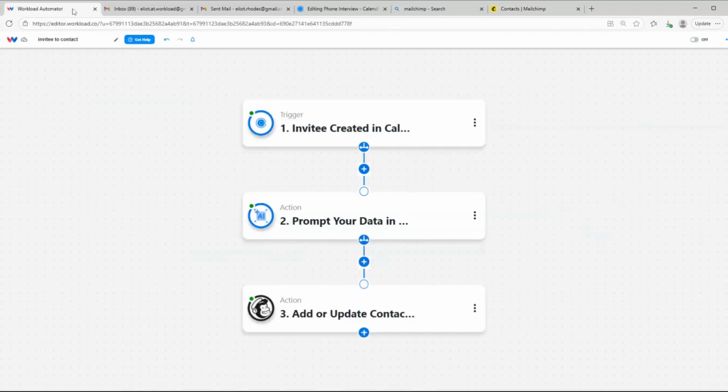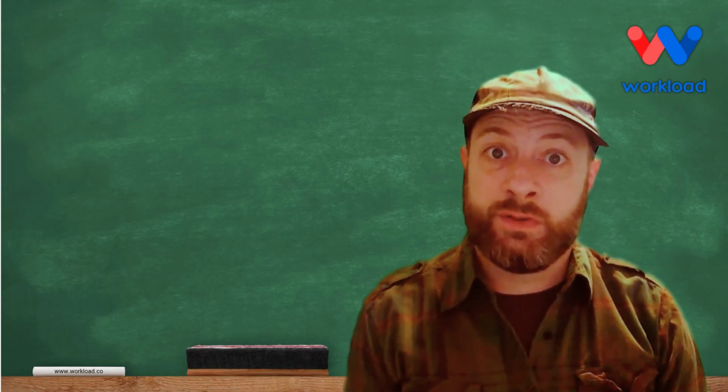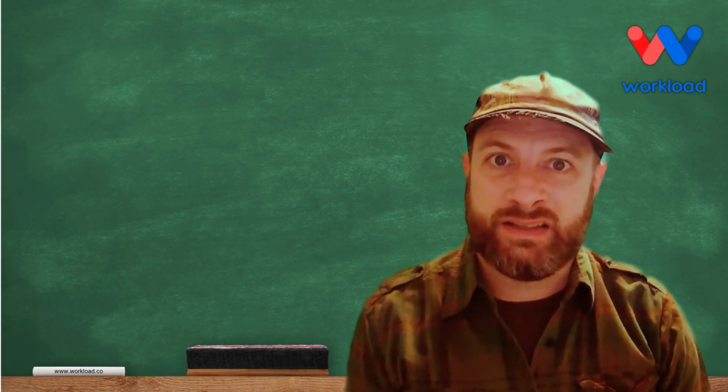So I can come back over to the workload editor, check and make sure there's a green dot in each of my nodes, and then I can activate my workflow. And now whenever there's a new invitee created in Calendly, the data will be automatically reformatted using the AI Wizard by Workload and then used to add a contact in Mailchimp. That's how you can use Workload to build a workflow that automatically turns an invitee into a contact.